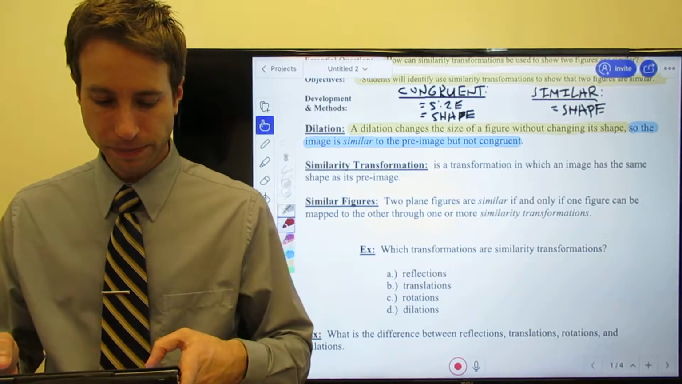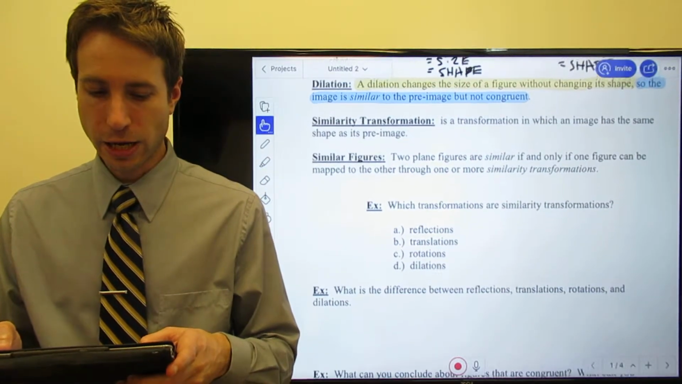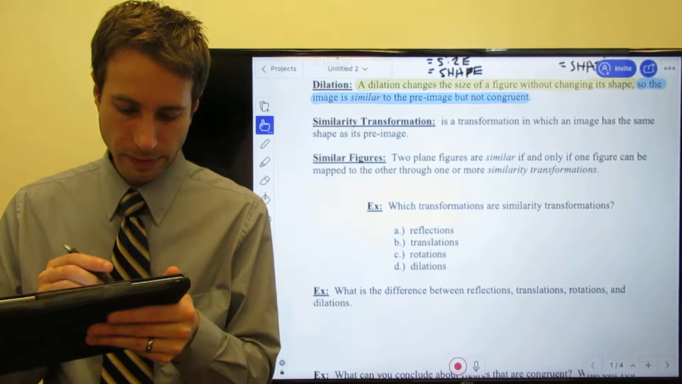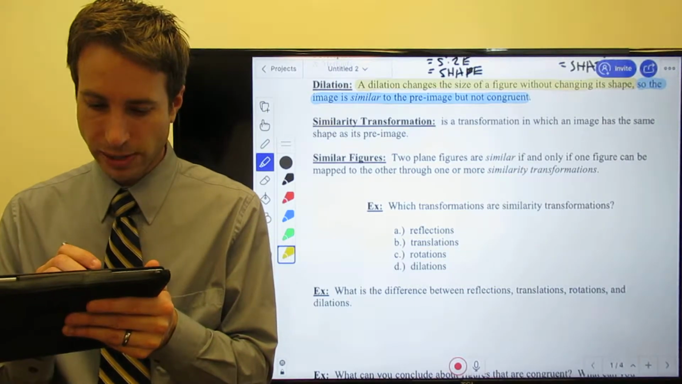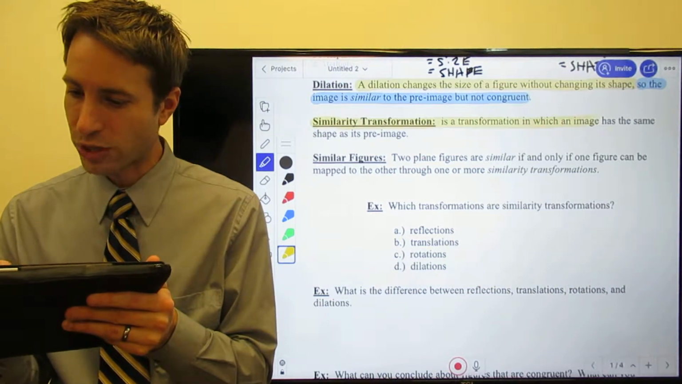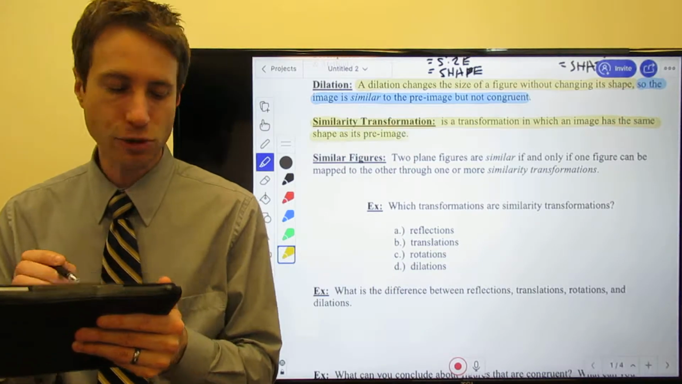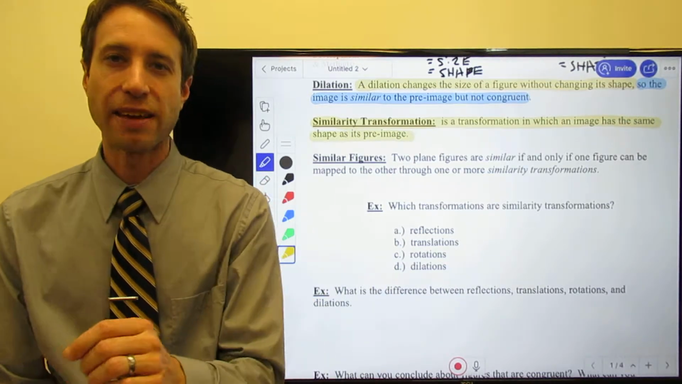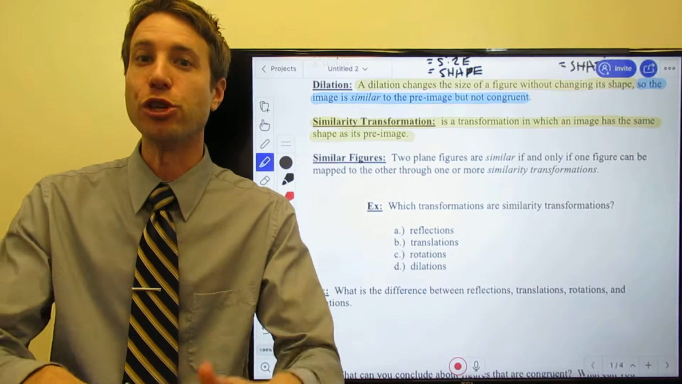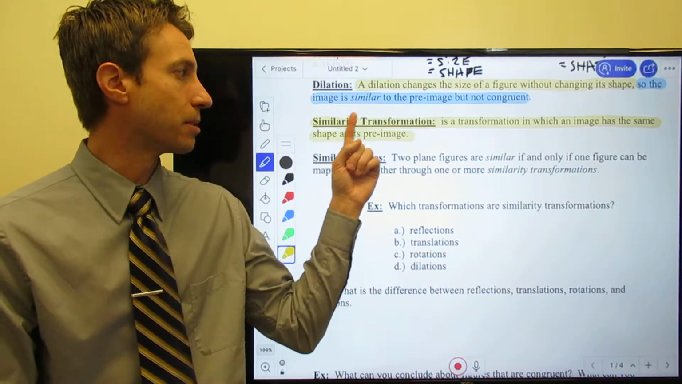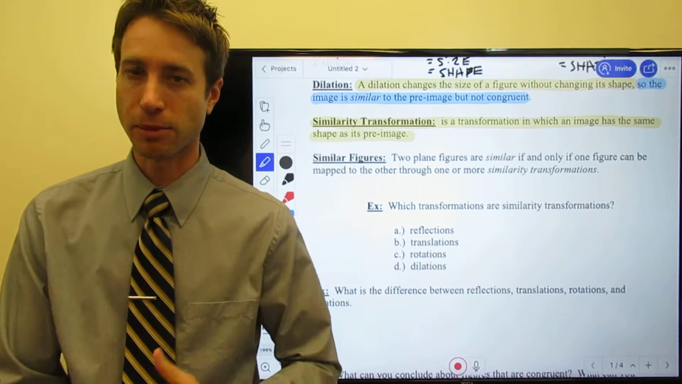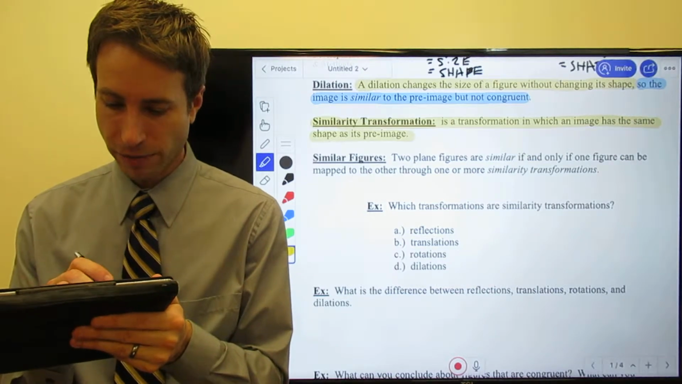So here we go. Similarity transformation. Real important here. A similarity transformation is a transformation in which the image has the same shape as its pre-image. So, if you start with a triangle and you end with a triangle, you just performed a similarity transformation. It's a similarity transformation. So, similar figures.